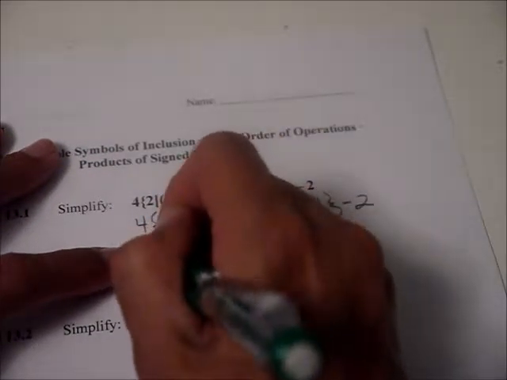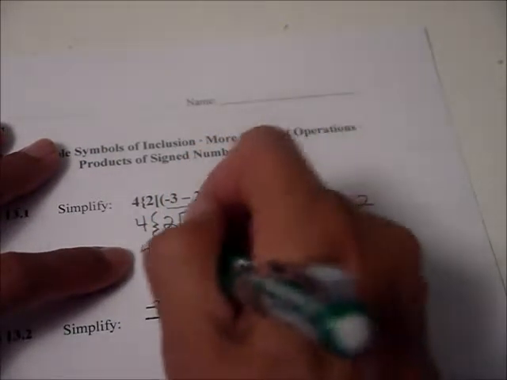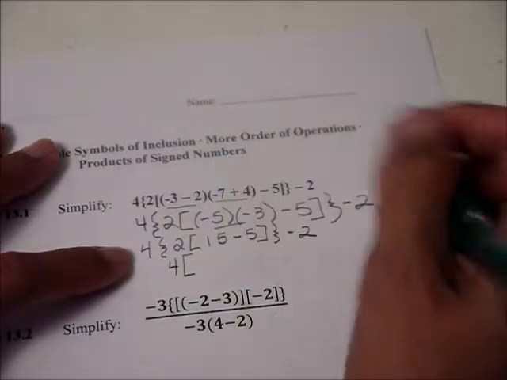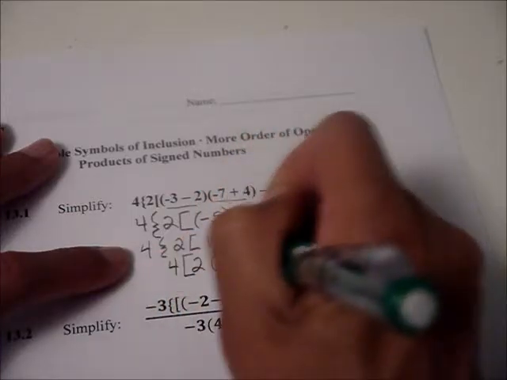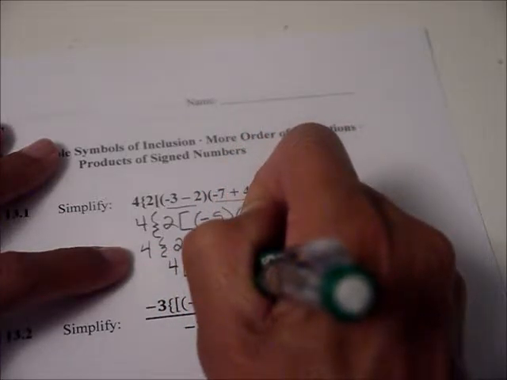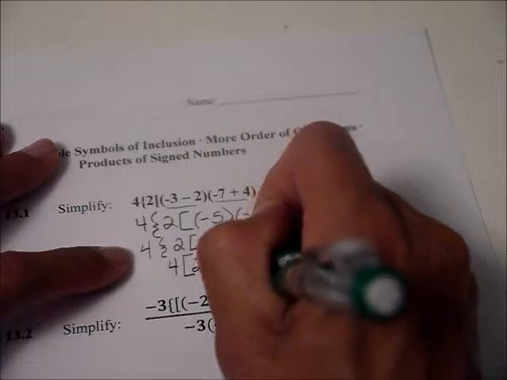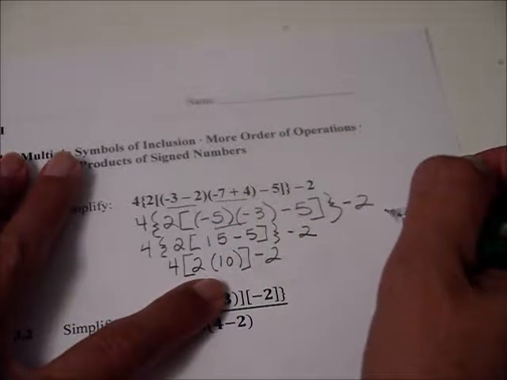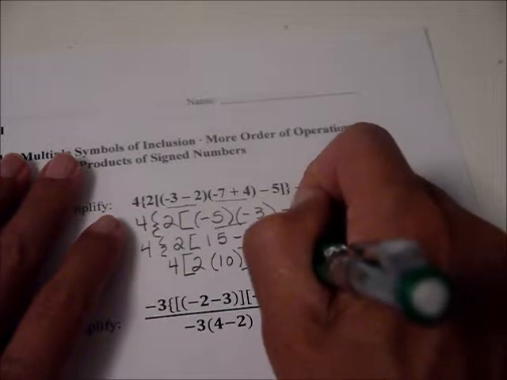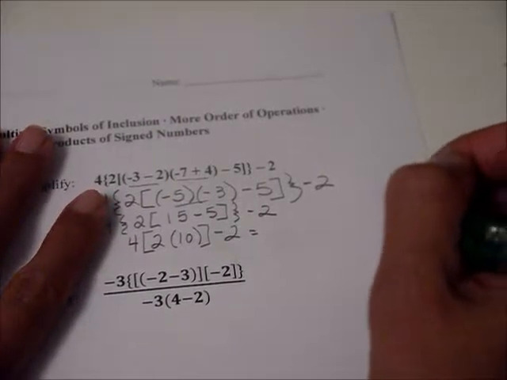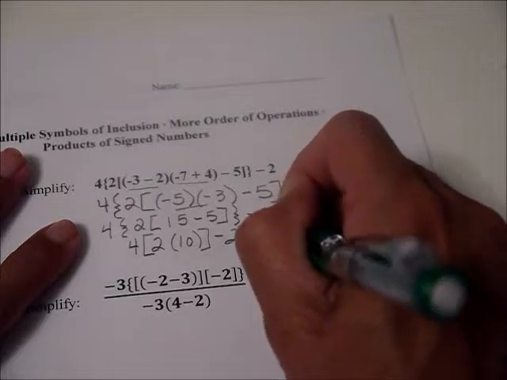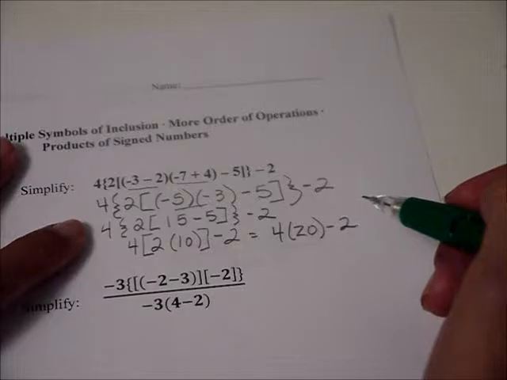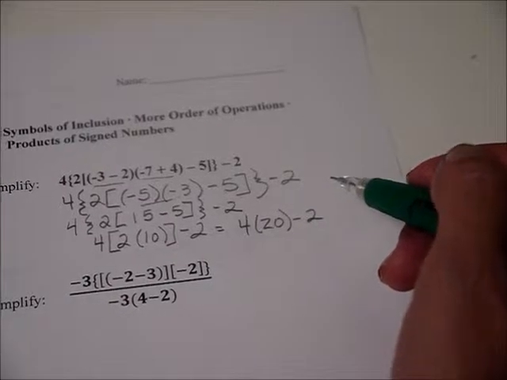So now what we have basically is a 4. And then we can even change this to brackets. 4 times 2 times 10 minus 2. Okay, so we do this first. 4 times 20. So here I'm going to write it out here because I'm running out of space. So that is 4 times 20 minus 2. Now notice I'm kind of getting rid of the braces as I can, and the brackets.